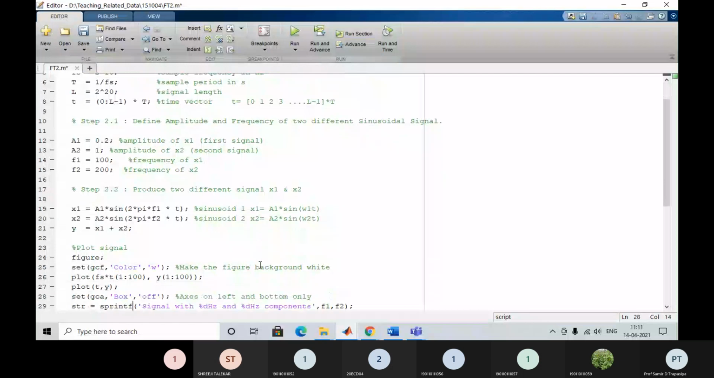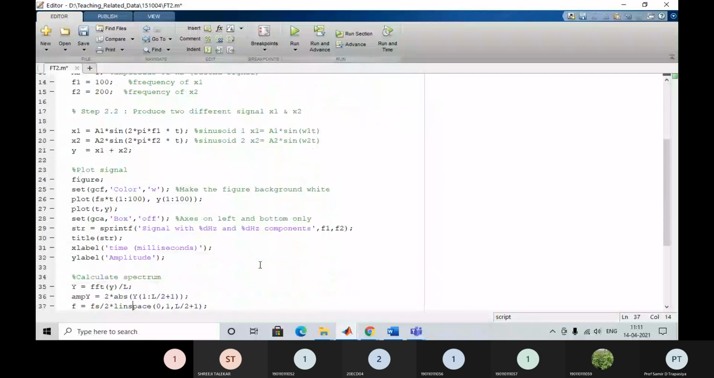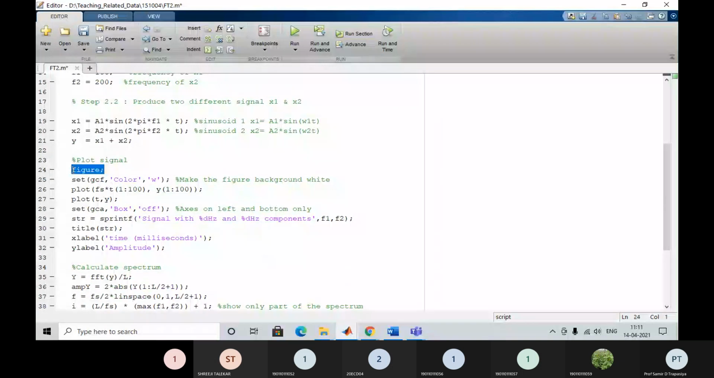Now we have to plot the signals in the time domain first. This figure command is used to create a new window for a figure. Then we set the color, whichever color we like. So here there is a command of set.